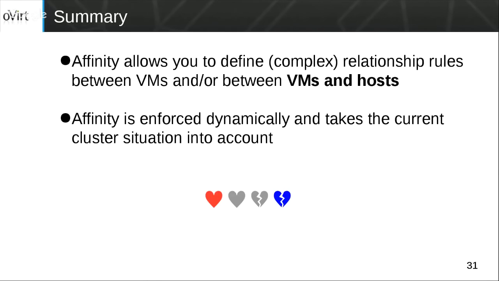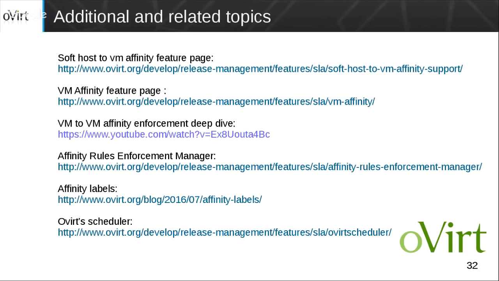This migration goes through the scheduling process, meaning through filters and scoring units, and picks the target host for migration. And then basically that's it. So I added in the link here of the video these related topics. As you can see, you can read about VM to VM affinity, affinity labels, the scheduler, rule enforcer itself, and our feature page at top for soft host VM to VM affinity.